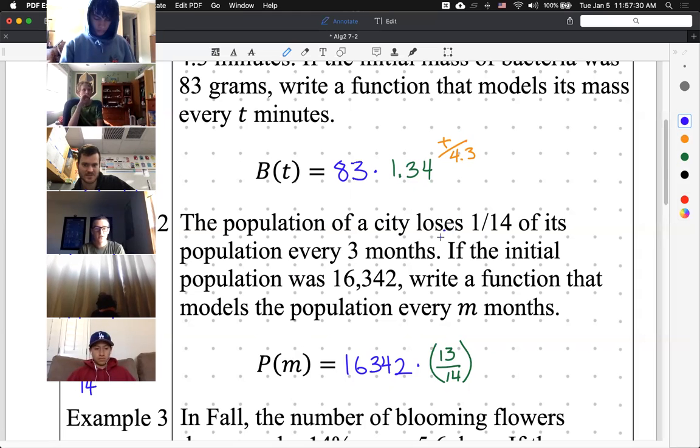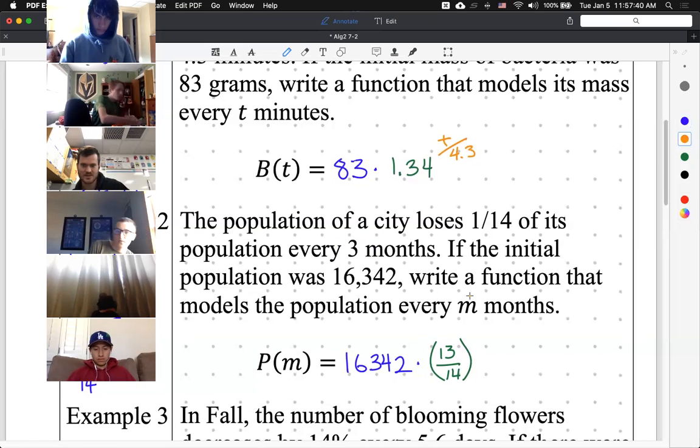And it was a -1/14 because it's losing 1/14. So this is exponential decay, not growth. All right, cool. We have the first two pieces. I haven't used the number 3 at all, and I need to do that. So what is the exponent up here? And this is a nice and easy one.